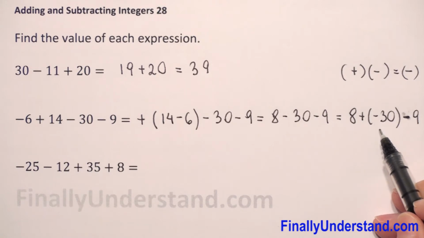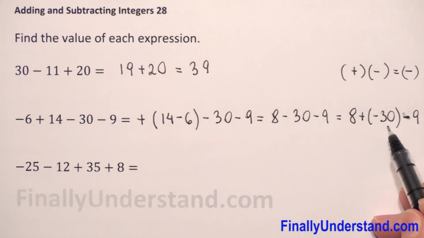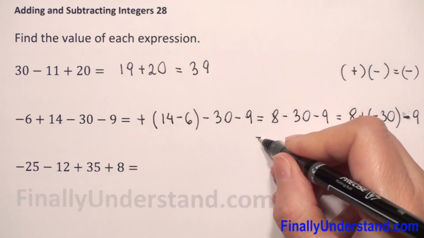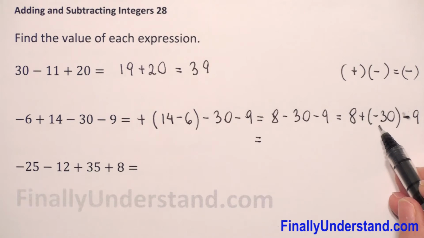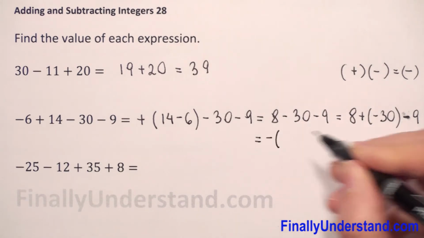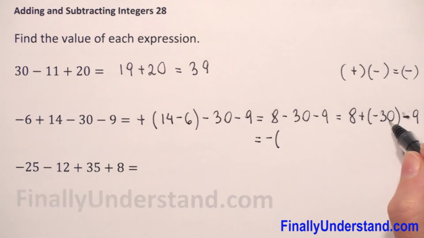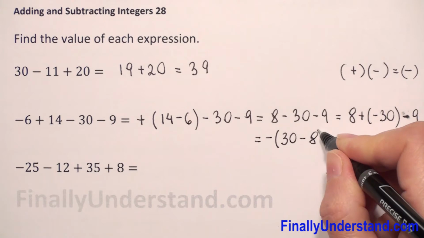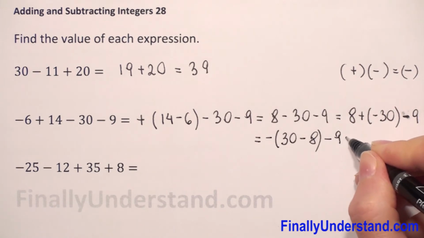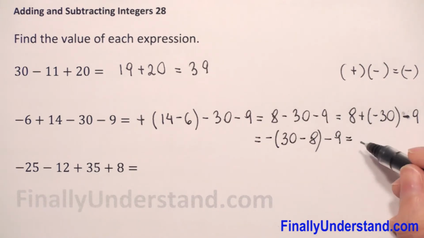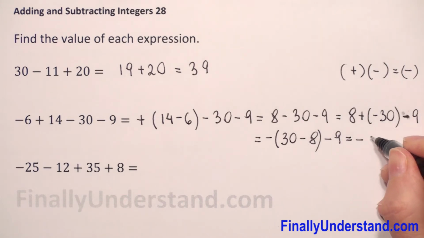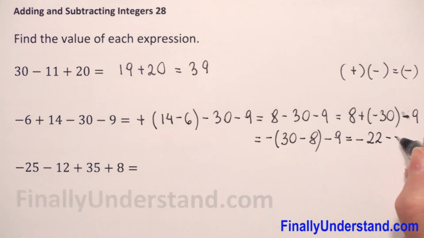We check which of these two numbers is greater. 30 is greater than 8. So we copy the sign of the greater number, which is negative. In parentheses, we subtract from the greater number smaller. So we have 30 minus 8, minus 9, we rewrite. So this is equal. Negative sign we copy. 30 minus 8, this is 22 minus 9. Of course, so this is equal.